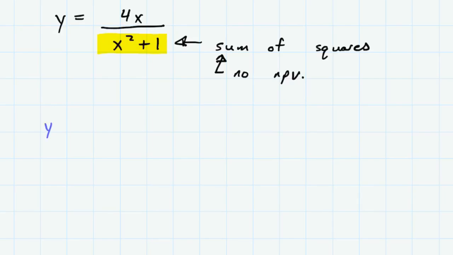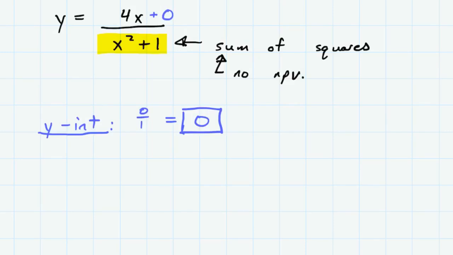Okay, now I'm going to keep going and let's talk about the y-intercept. The y-intercept is usually the constant in the numerator divided by the constant in the denominator. But there is no constant in the numerator, so I assume it's a 0. So the y-intercept is going to be 0 over 1, which is 0.